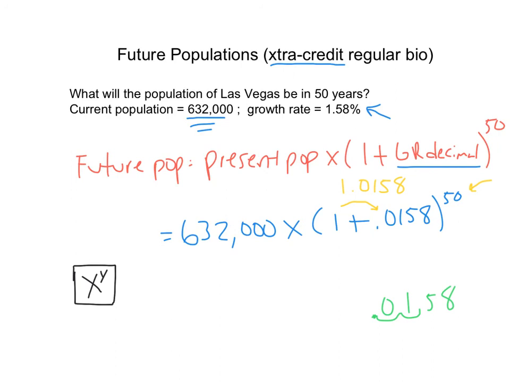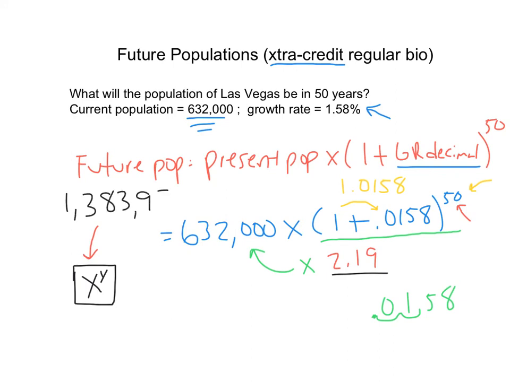Now remember, 1.0158, but we got to go to the factor of 50. So when you got 1.0158, next you hit the X to the Y button. Then you type in 50. And when you do that, you're going to get 2.19. So all of this, the 1 plus 0.0158 to the factor of 50, equals 2.19. Well, we still have to multiply that by 632,000. If you do 2.19 times 632,000, in 50 years the population of Las Vegas will be 1,383,972 people.